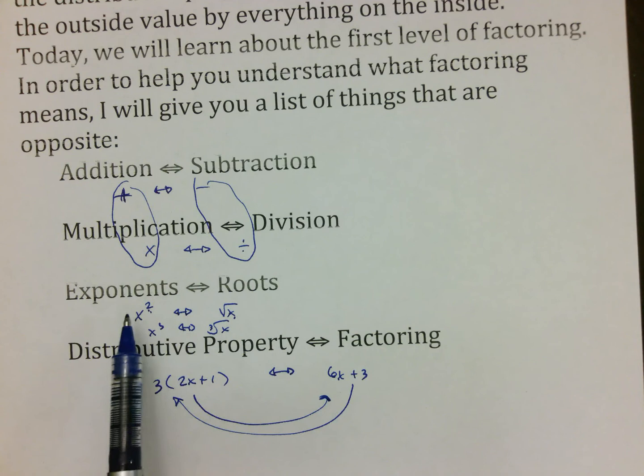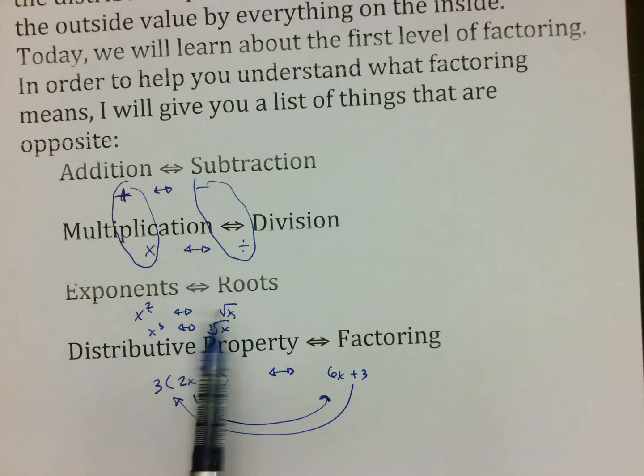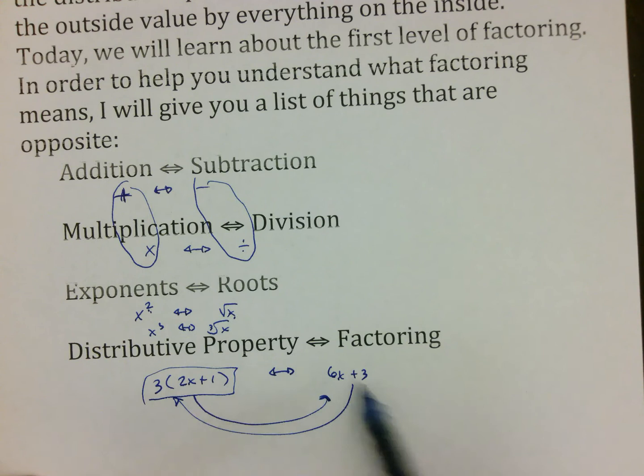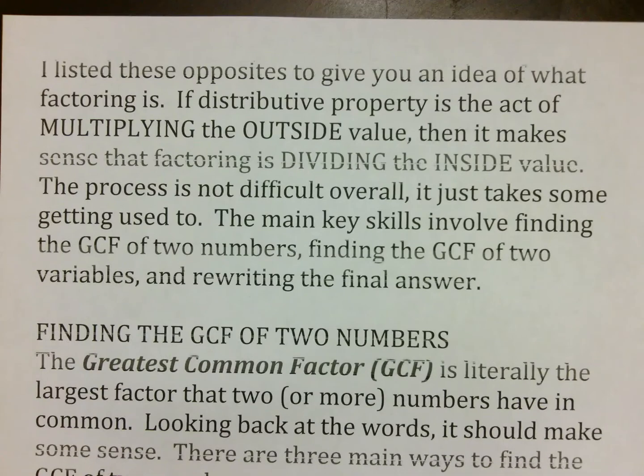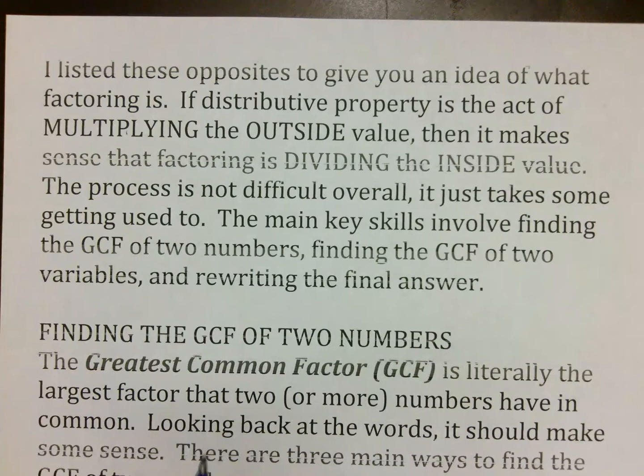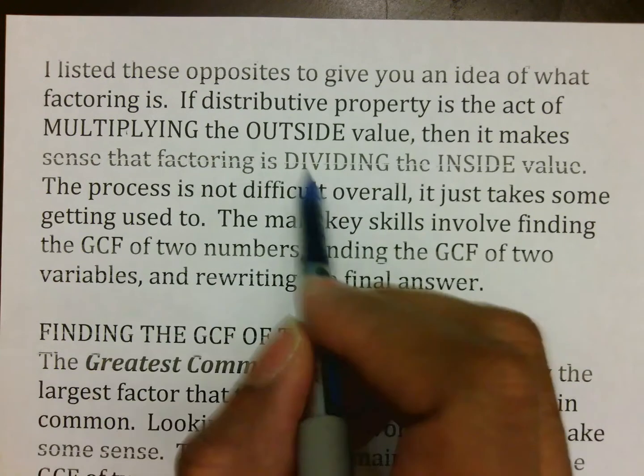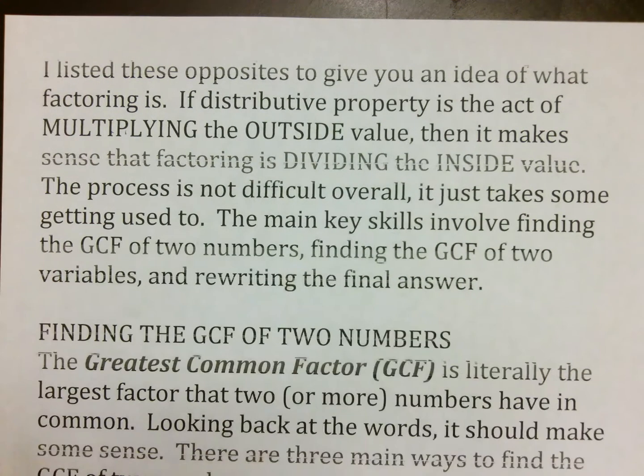Just like we changed from x squared to square root of x in our Chapter 7 test, we are now going to turn from this form to that form. We're going to go backwards. We're going to learn how to do distributive property, and we're going to learn how to factor, which just means going both directions on this information. Okay? I listed those opposites to just give you an idea what factoring is. If distributing is the act of multiplying the outside value, then it makes sense that factoring would be dividing because that's opposite the inside value.